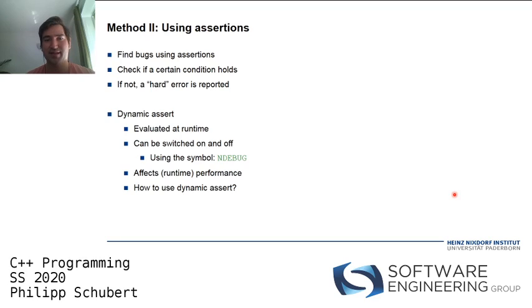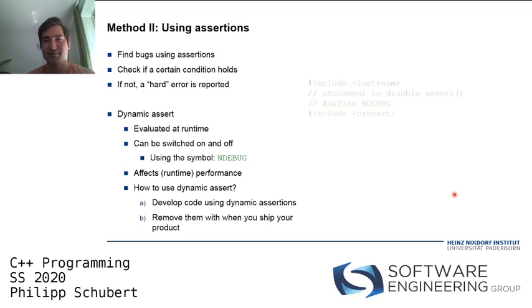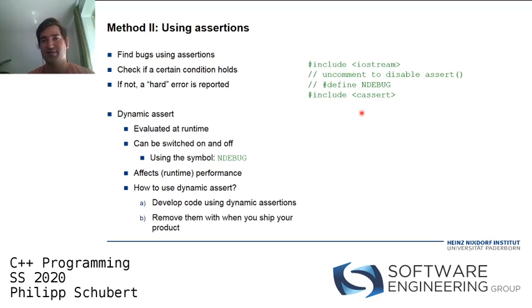How to use a dynamic assert? That's what I already told you. Here we have an example on the right-hand side. If you wish to use assertions, dynamic assertions, you would include the header file cassert.